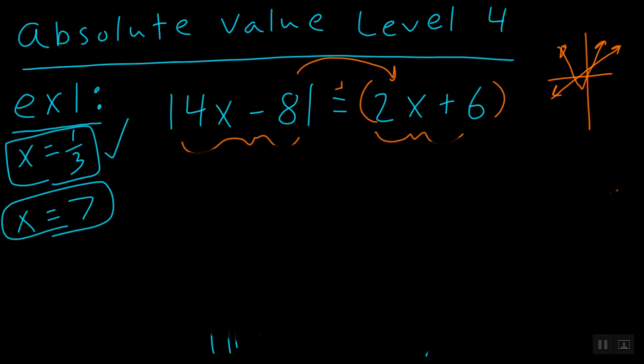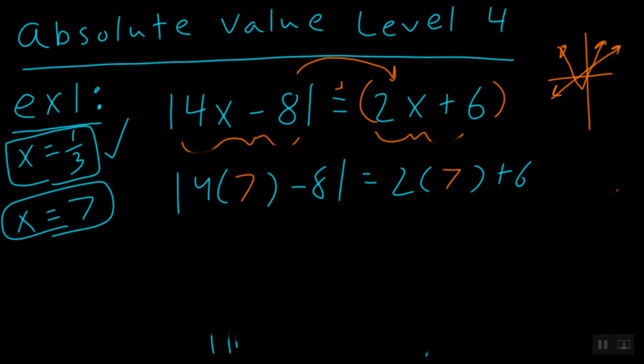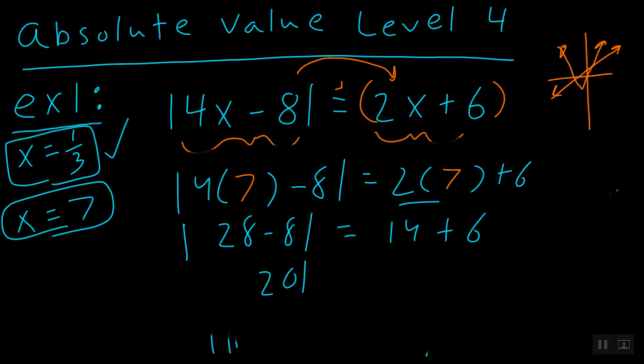Okay, so let's go ahead and test out our 7, our second possible solution. Let's plug in 7 right there and 7 right there, and let's work it down. We have the absolute value of 4 times 7 is 28 minus 8 is equal to 2 times 7, which is 14 plus 6. 28 minus 8 is in fact 20, so we have the absolute value of 20 is equal to 20. And of course, guys, the absolute value keeps things positive, and so this is really saying 20 is equal to 20. So we're in luck, both of these solutions checked out.